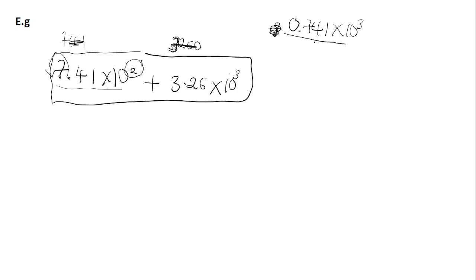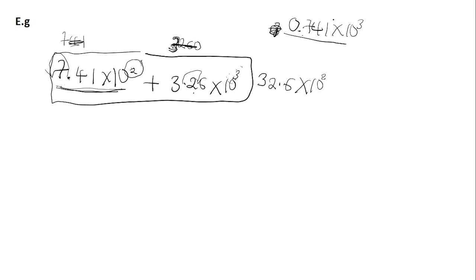Or if you want, you can make this power 3 become 2 so that it aligns with this number. So this one can become 32.6 times 10 to the power 2. Remember what we said: when the power decreases, the decimal point will move to the right. When the power increases, the decimal point will move to the left.